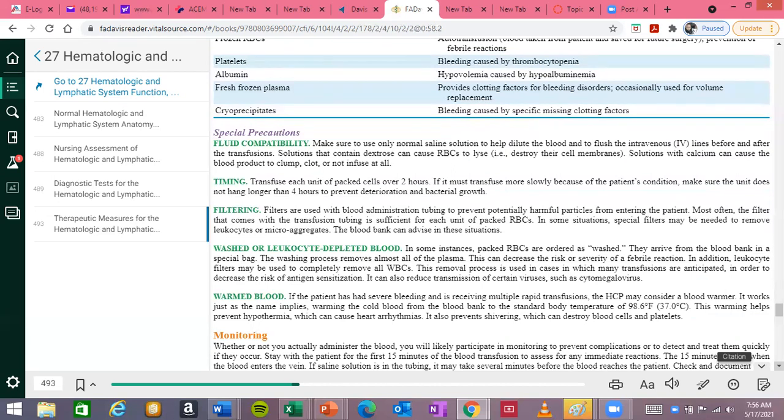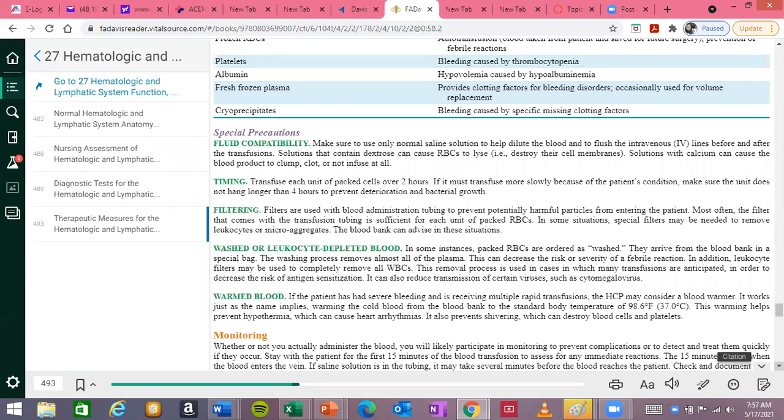Before you actually hang blood, we need to get the patient's vital signs, because some patients will have a transfusion reaction. It tells you right here about timing: blood needs to be transfused over 2 hours, and blood cannot sit longer than 4 hours. If it sits longer than 4 hours, you need to send it back to the lab so it can be thrown away. So again, we want to infuse that blood over 2 hours, and blood should not be sitting longer than 4 hours.